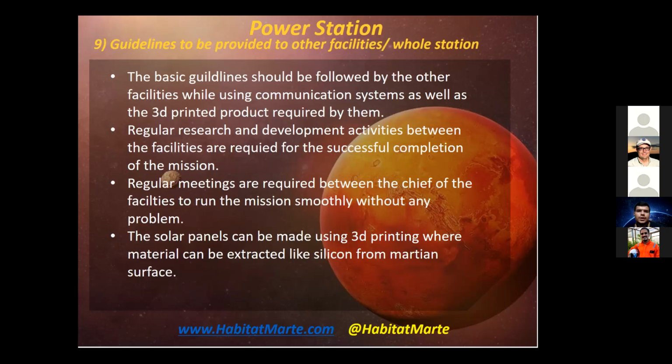The guidelines to be provided to other facilities or whole stations are such like: the basic guidelines should be followed by other facilities while using communication as well as 3D printed products required by them. Regular research and development activities between the facilities are required for the successful completion of the mission. Regular meetings are required between the chiefs of the facilities to run the mission smoothly without any problem. The solar panel can be made using 3D printing, where material like silicon can be extracted from the Martian surface.